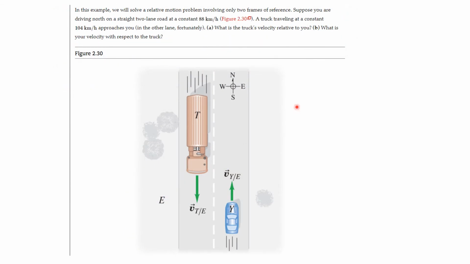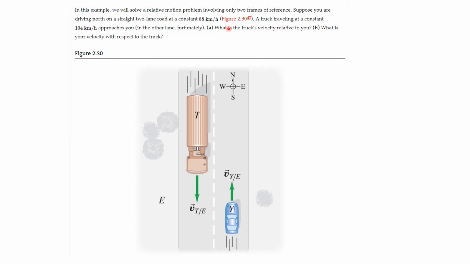Let's look at a slightly more complicated example. Here, E stands for the expressway, and Y stands for you. You are in a car, and we're only going to have two frames of reference here. You are driving along a straight two-lane road at a constant speed of 88 kilometers per hour, and that is your speed, v sub Y relative to the expressway. So you're moving 88 kilometers per hour.